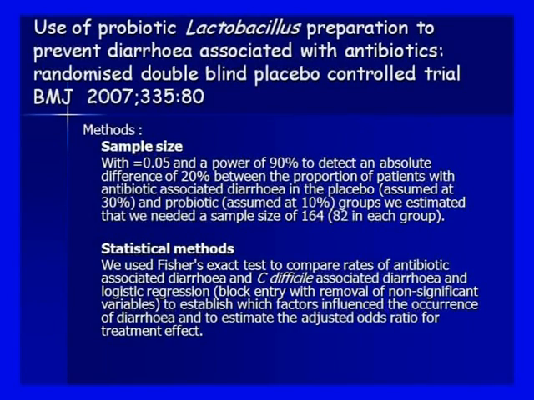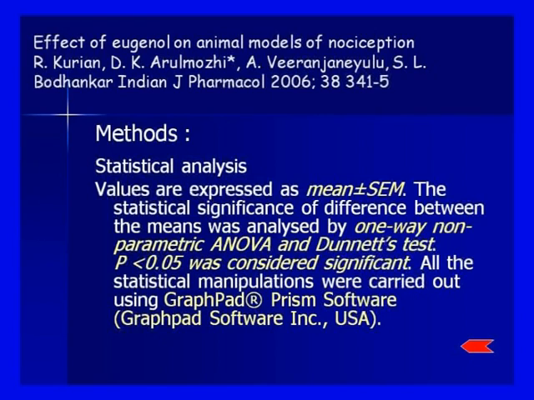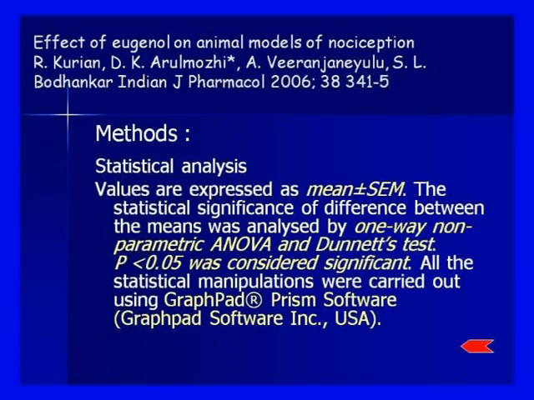And if you see, here we used Fisher's exact test to compare rates of antibiotic associated diarrhea. This is from the Indian Journal of Pharmacology. And here they say that values are expressed as mean plus or minus SEM. And if you see, one-way non-parametric ANOVA followed by Dunnett's test was used, and p less than 0.05 was considered significant, the level of significance. At what level they consider the results significant is given here. And all the statistical manipulations were carried out using GraphPad Prism software, GraphPad Software Incorporated, USA. So this information should be given under statistical methods.